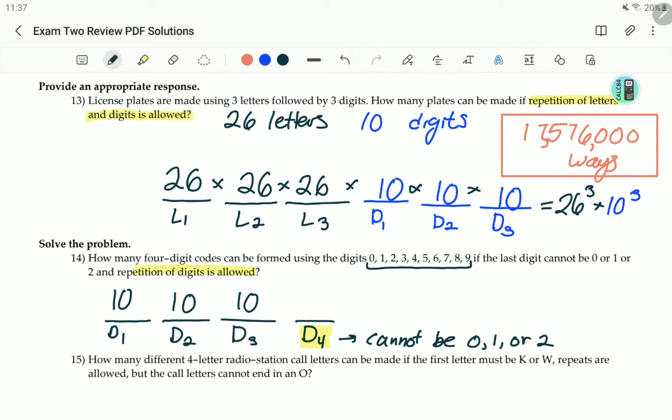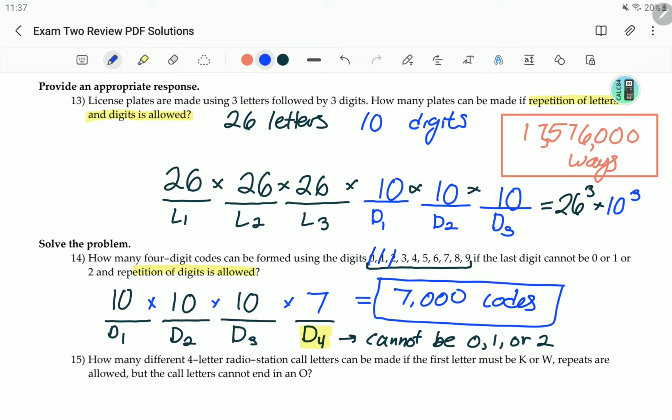But for the last digit, it cannot be a 0, 1, or 2. So that means I'm going to cancel out my 0 here, my 1 here, and my 2 here, which means there are only 7 options that can go here. And when I multiply that, that's going to equal 7,000 codes. 7,000 possible codes. All right, guys. That's it for number 14. Let's do number 15.